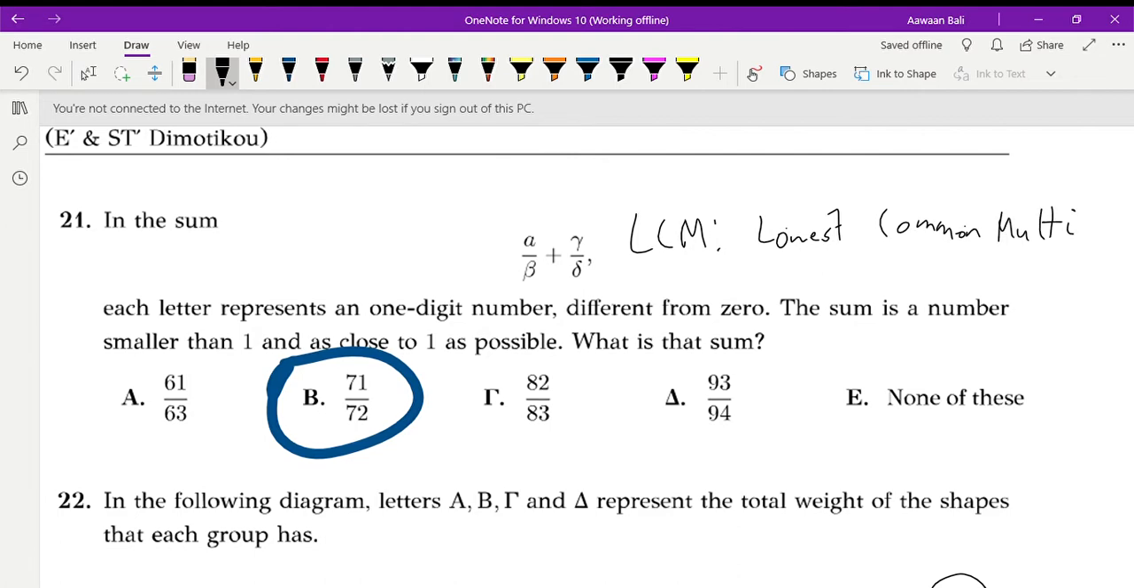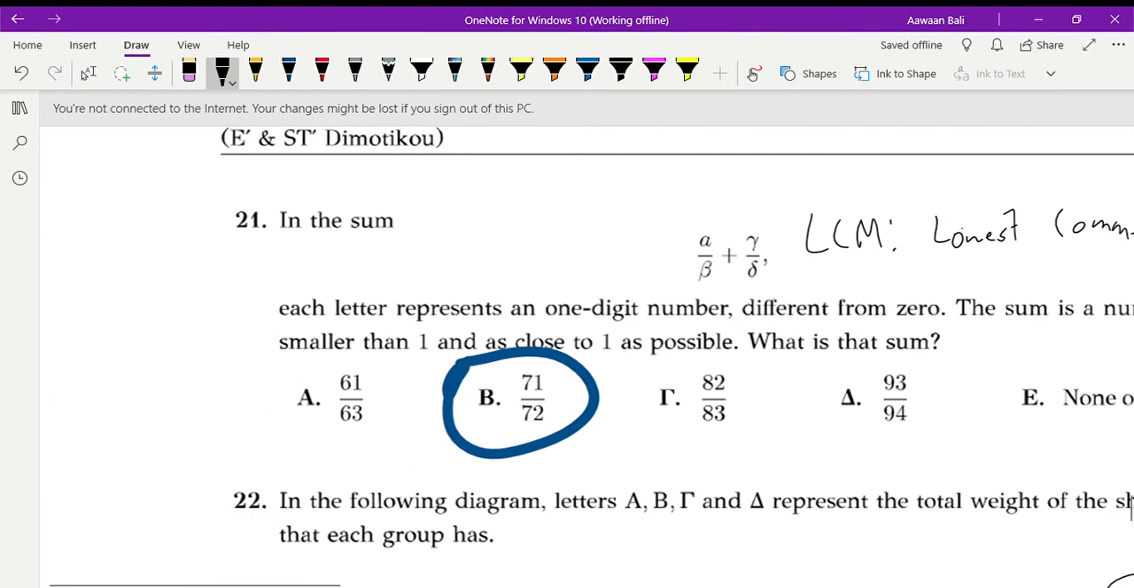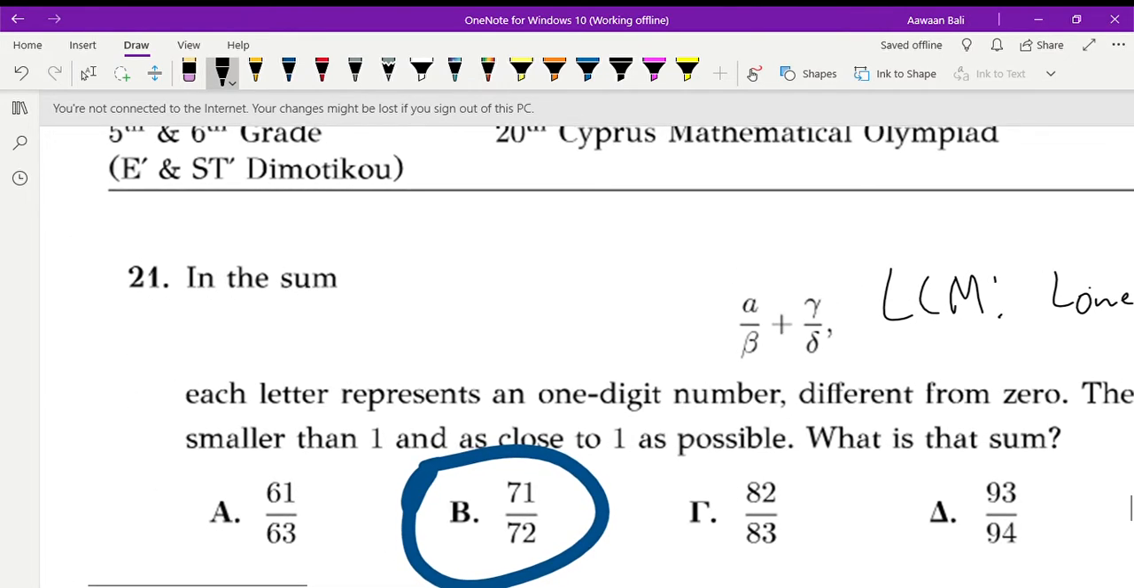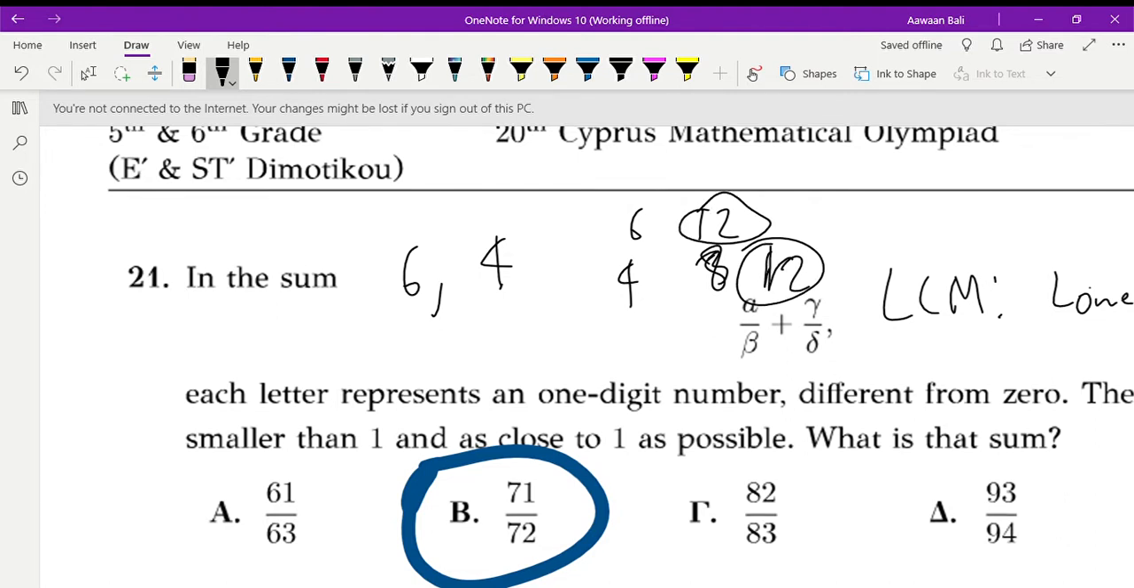Now the LCM is basically the common multiple of the 2 denominators, in this case Vita and Delta. Like let's say we have 6 and we have 4. We list down the tables of 6 and list down the tables of 4. And you see 12 is the first pair that appears first, so we can say the LCM is 12.